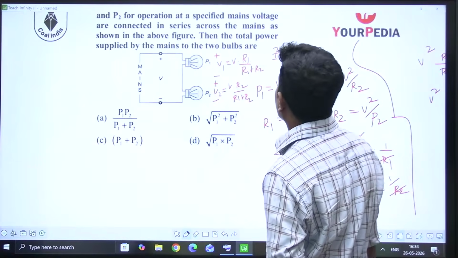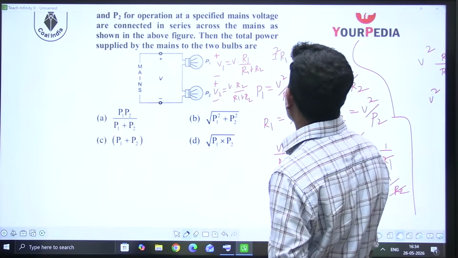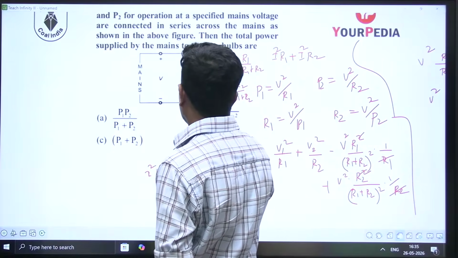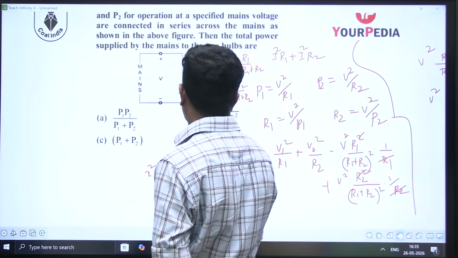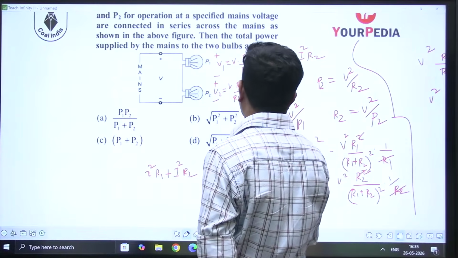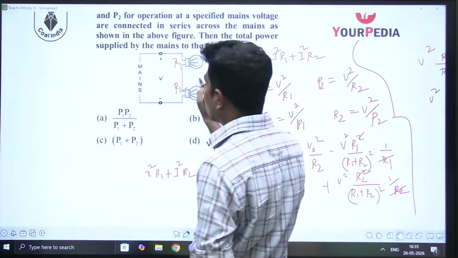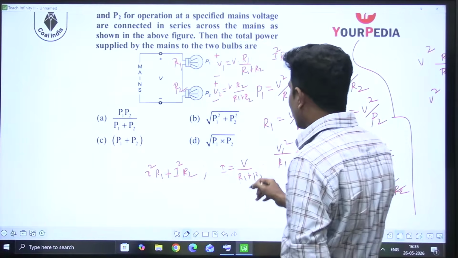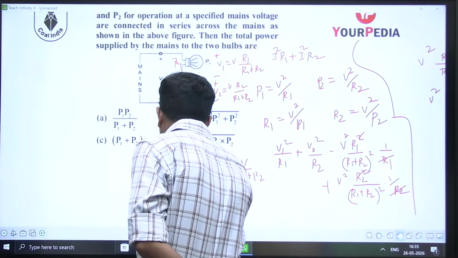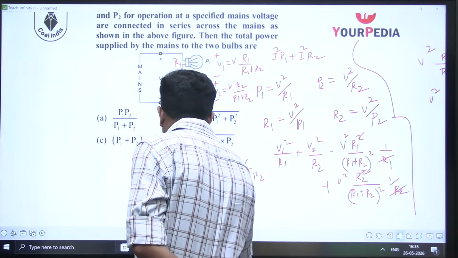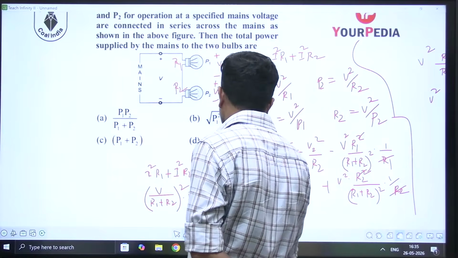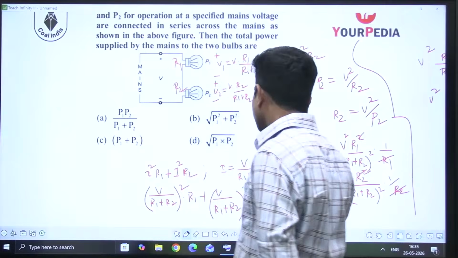Okay. First, P1 is equal to I square into R1. Let's get this way: I square into R1 plus I square into R2. What is I? I is equal to V by R1 plus R2. Accepted. Now V by R1 plus R2 whole square into R1 plus V by R1 plus R2 whole square into R2, right?